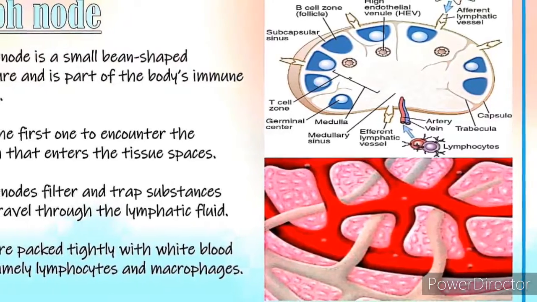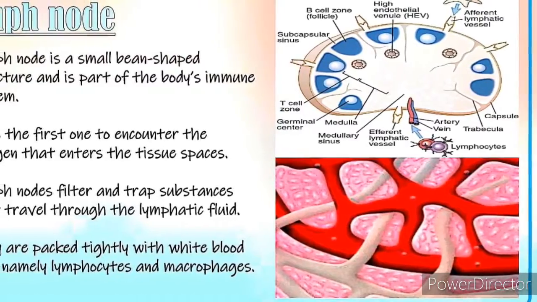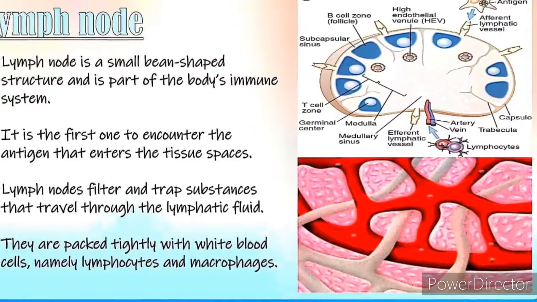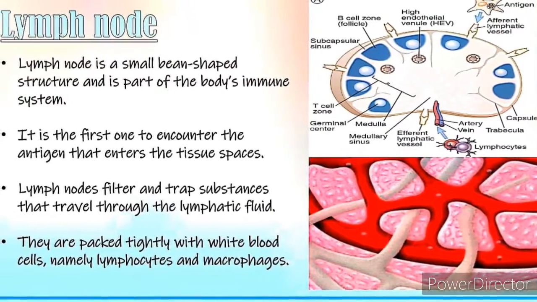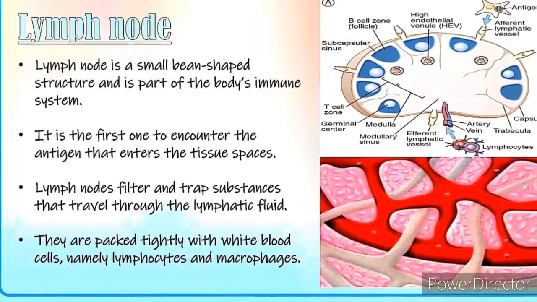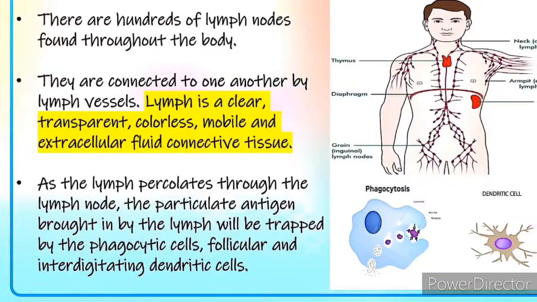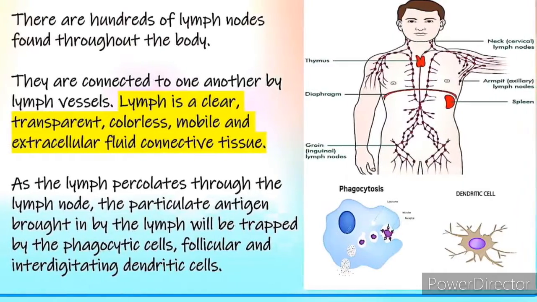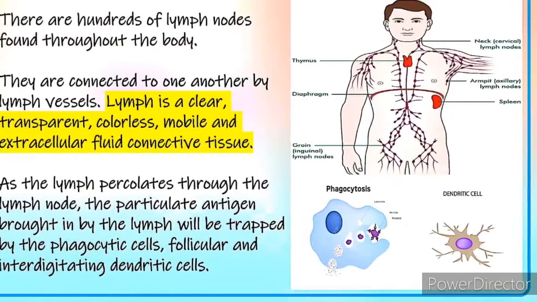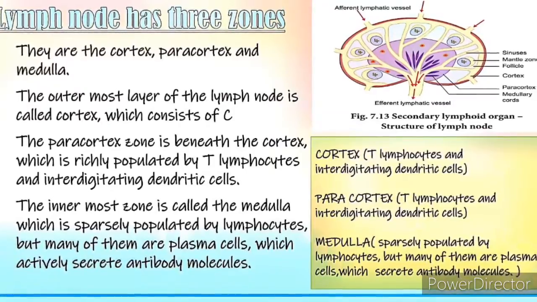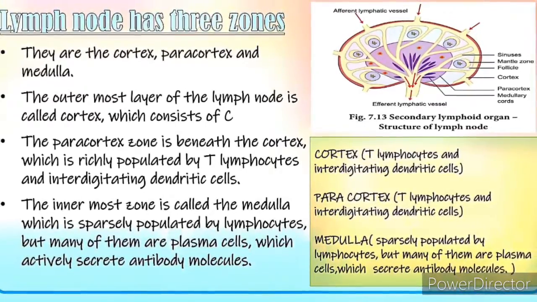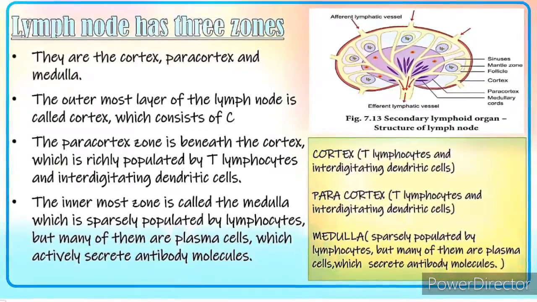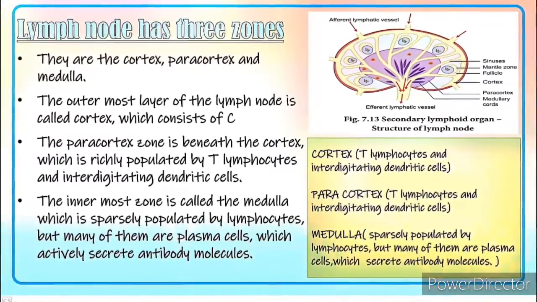Lymph node. A lymph node is a small bean-shaped structure and is a part of the body's immune system. It is the first one to encounter the antigen that enters the tissue spaces. Lymph nodes trap, that is, filter the lymphatic fluid. Here the pathogens get trapped. What is lymph? It's a clear, transparent, colorless, mobile and extracellular fluid connective tissue.